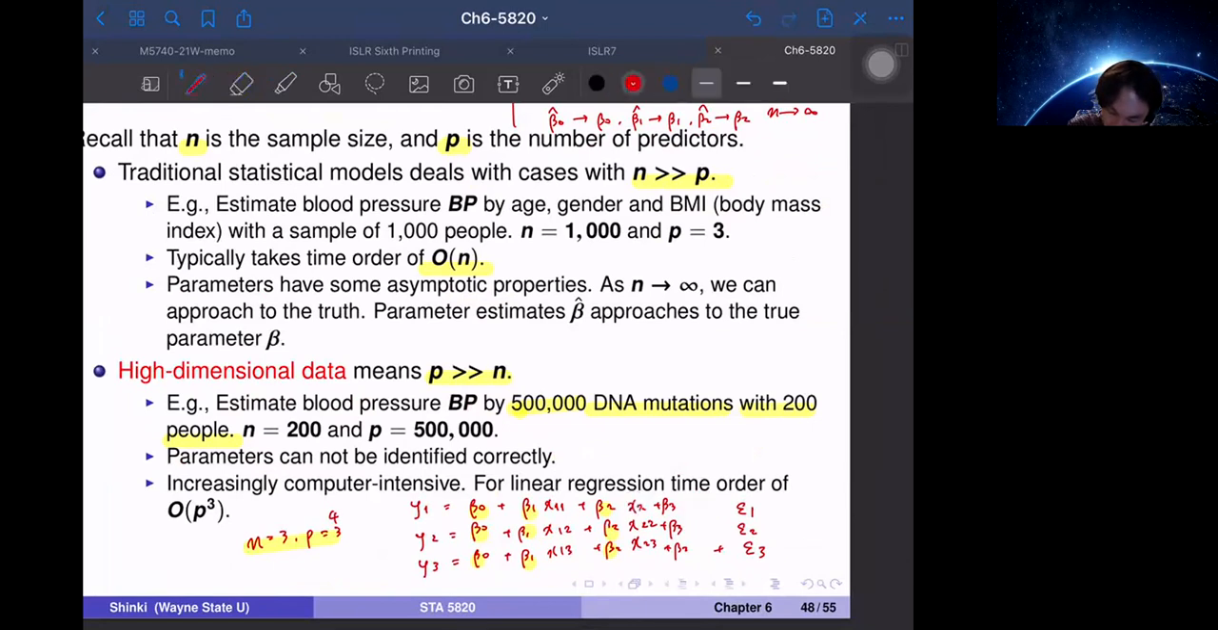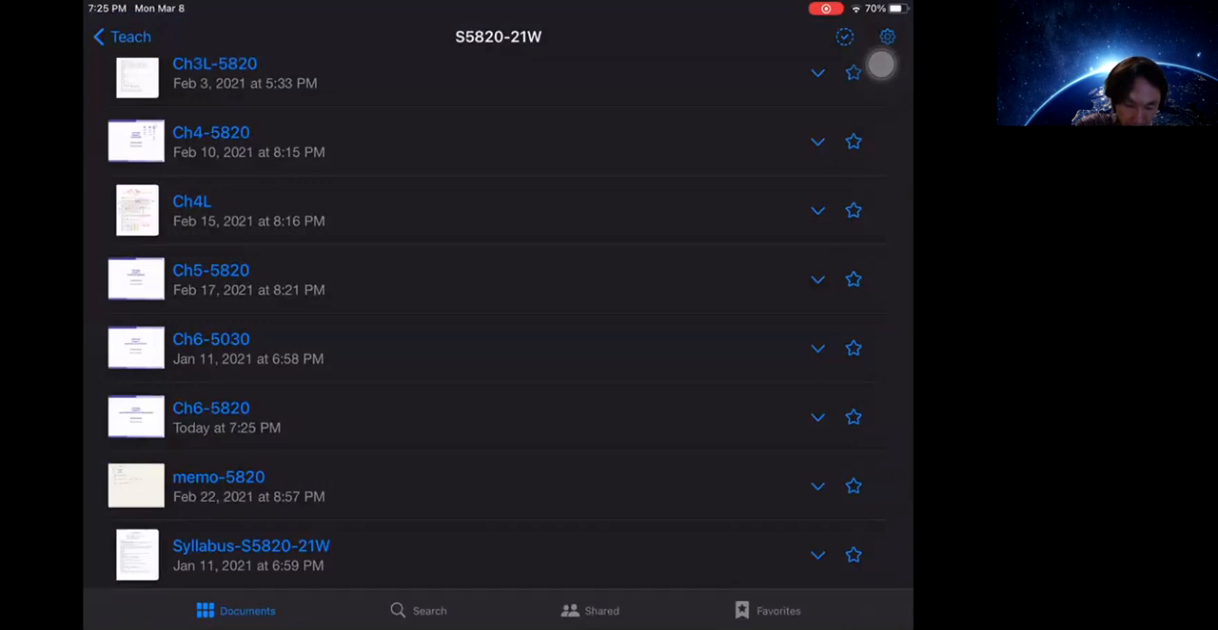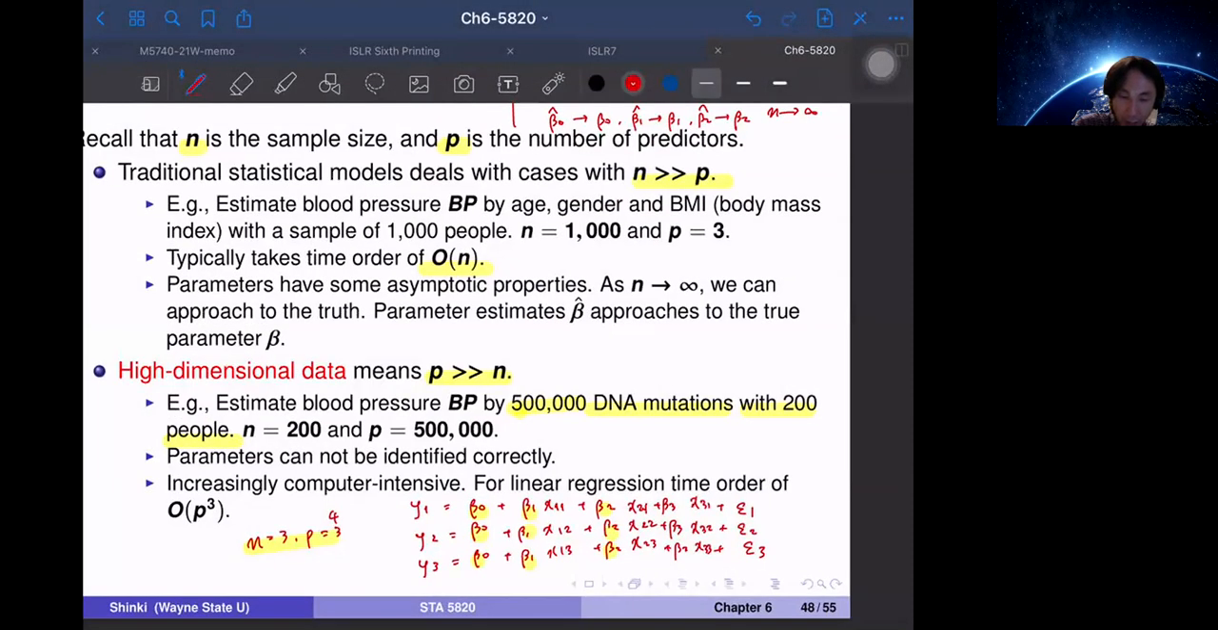Okay, x 2,1; 3,1; 3,2; 3,3. So if we have larger p than n, so p is larger than n, then we cannot identify 4 parameters with 3 equations. So in this case, we have to use maybe the shrinkage method, or we summarize the information beforehand.